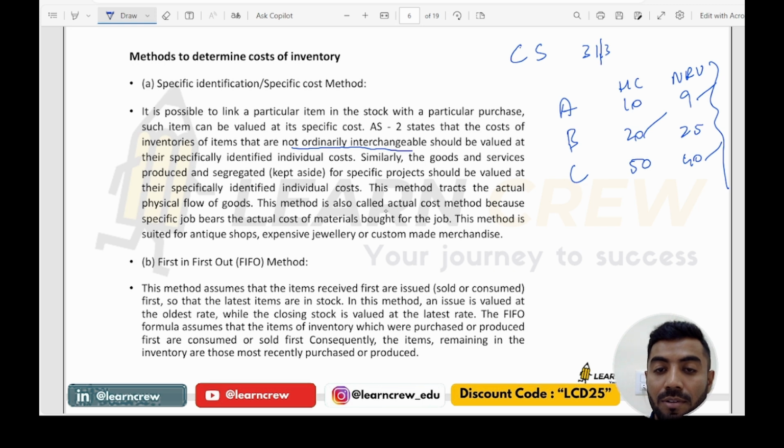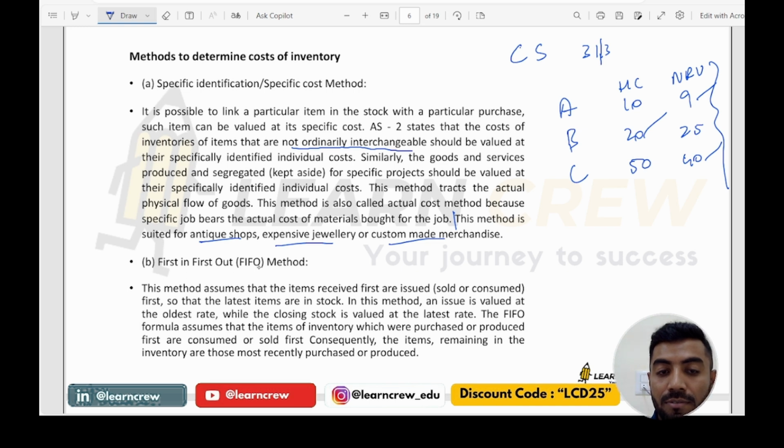This method is also called the actual cost method because a specific job bears the actual cost of materials bought for the job. This method is suited for antique shops, expensive jewelry, or custom made merchandise. Basically, you're able to identify each stock value specifically. That is why you take this method. All of these businesses will be using this method.